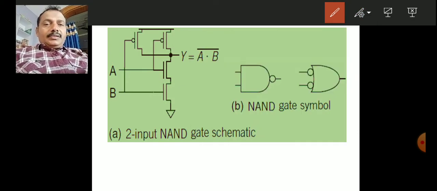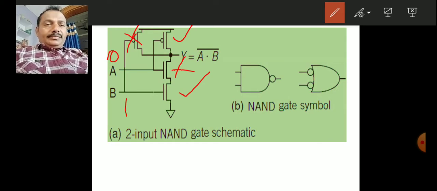Similarly, let us take 0 1. Here 0 means input A is 0, so this gate is switched on and this gate is switched off. This NMOS is switched off, this PMOS is switched on. And this one, B, is 1. B is 1 means this is switched on and this is switched off, because high voltage switches off this PMOS.